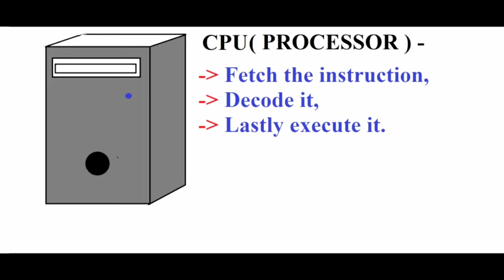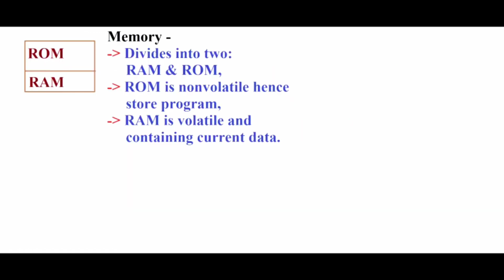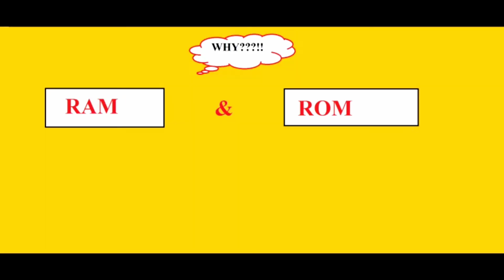So our next component, the second component, is memory. It contains both memories, ROM and RAM. As we know, ROM is read-only memory and is non-volatile in nature, so it is used to store the program, and RAM is volatile in nature, so it is used for storing current data. So here the question is why we use RAM and ROM both.